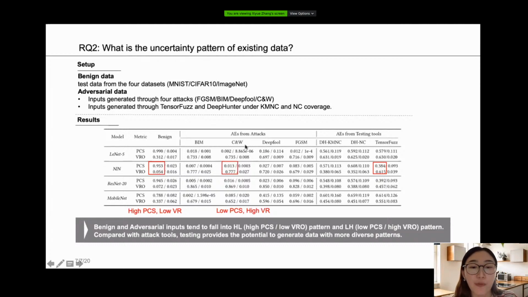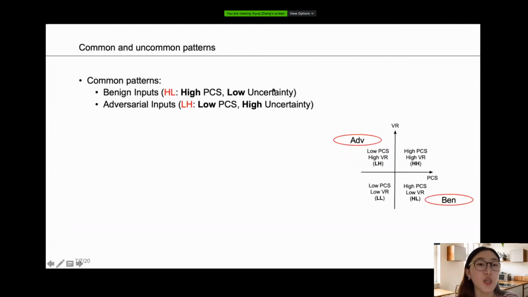The adversarial examples from attacks mainly have low prediction confidence score and high version ratio. Compared with the attacks, testing techniques would adopt more mutation strategies, so the generated inputs demonstrate more diverse behavior. To this end, we have characterized the data inputs generated by existing techniques and identified the common patterns they demonstrate: HL for benign inputs, LH for adversarial inputs.